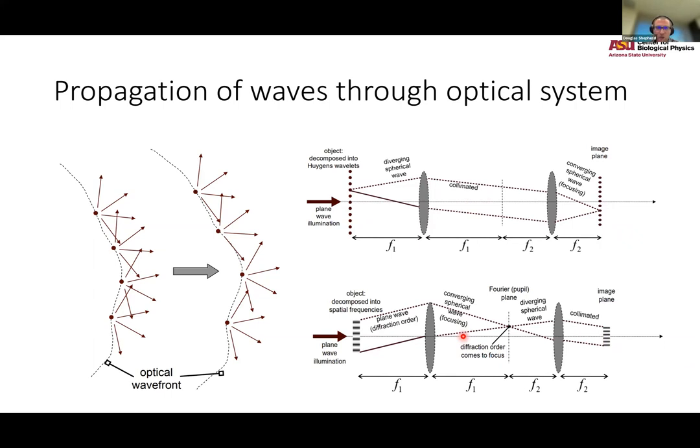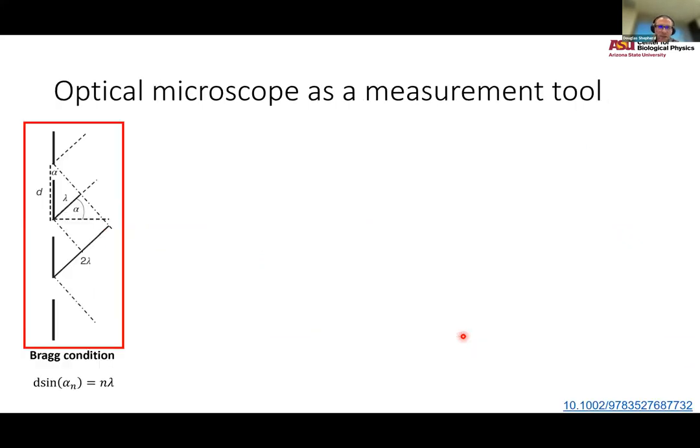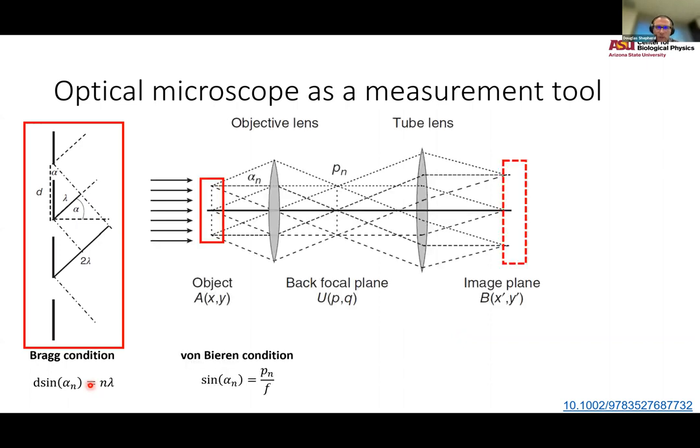So let's look at this sort of framework a little bit more carefully. So we have our diffraction grating. It's going to satisfy the Bragg condition, which says we're going to have some angle that's going to have to do with the number and the wavelength. We then are going to put this through an imaging system. We need the lens to satisfy what's called the von Buren condition. This just has to do with how the distribution of frequencies shows up here.